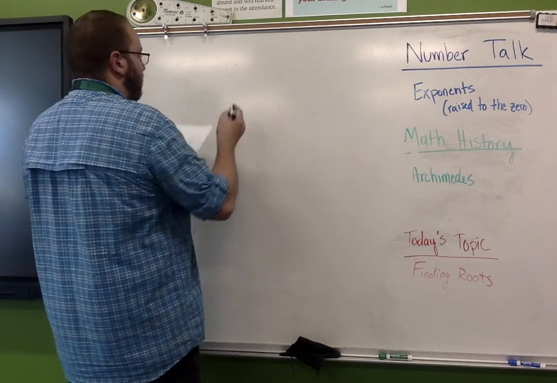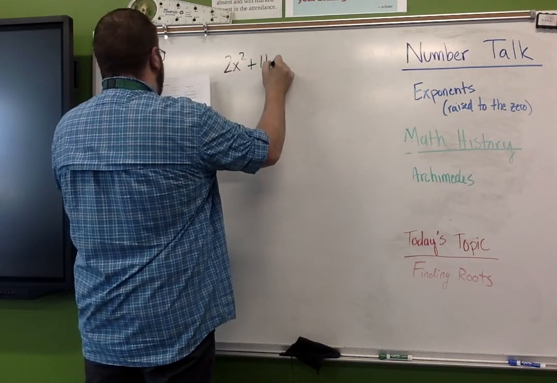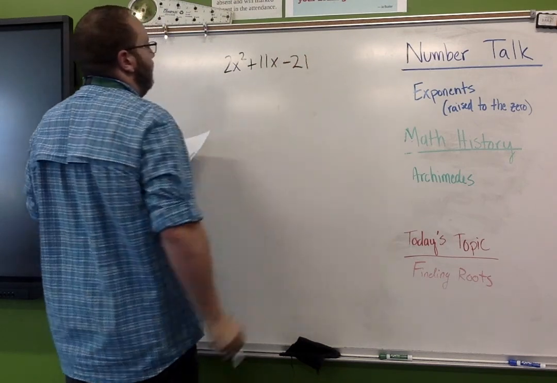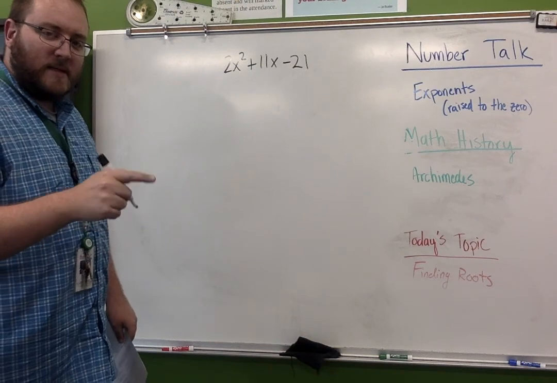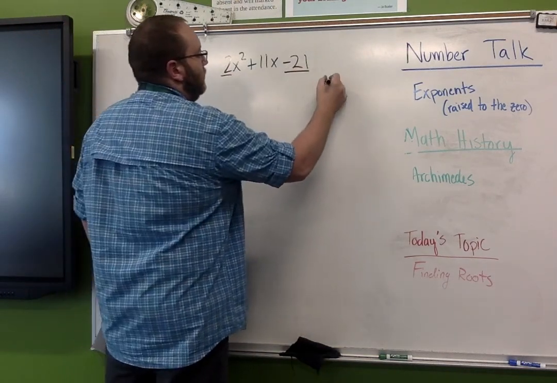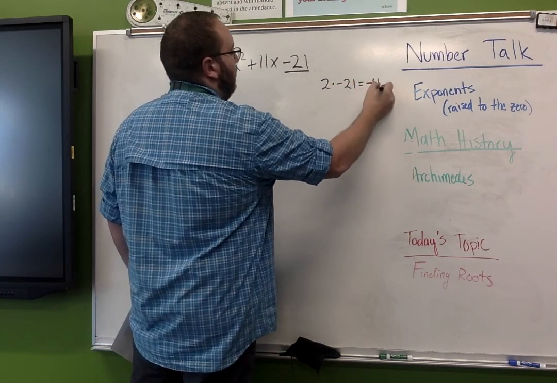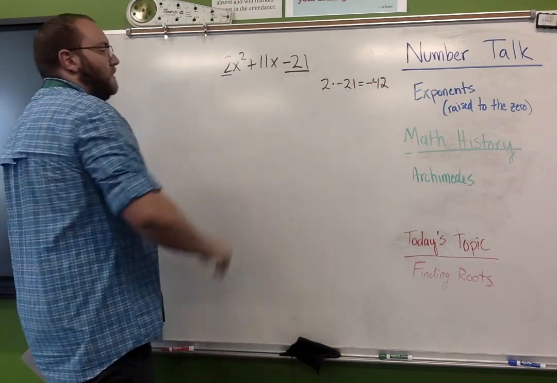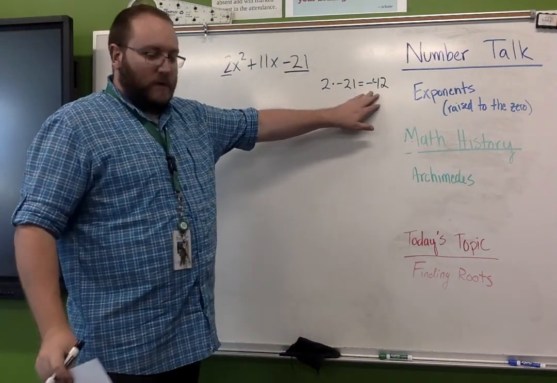So we have 2x squared plus 11x minus 21. First step, leading coefficient times the constant, a times c. So 2 times negative 21 is negative 42. You need to carry that sign through. Okay, so we got negative 42 as a times c.